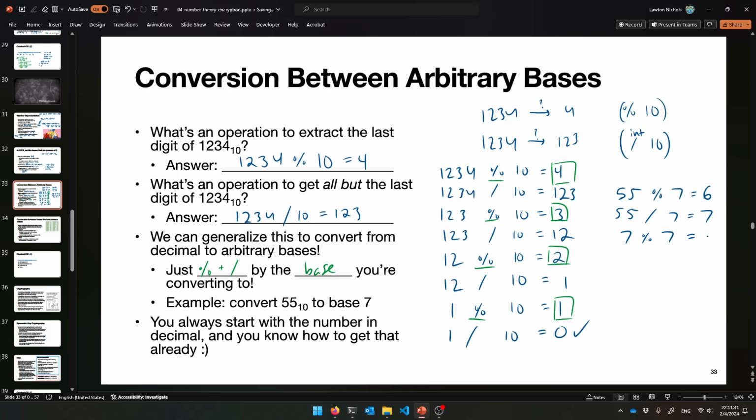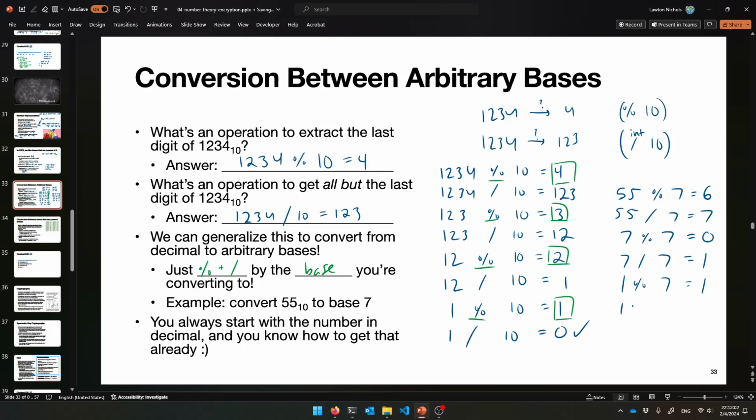Well, it goes in 1 time with 0 left over, so that was a 0. And let's chop off that 0 from the base 7 representation of the number by doing integer division by 7. So that gives me 1, and now this is a new number to convert to base 7. 1 mod 7, what's the rightmost digit in base 7 of the number 1? Well, it goes in 0 times with 1 left over.